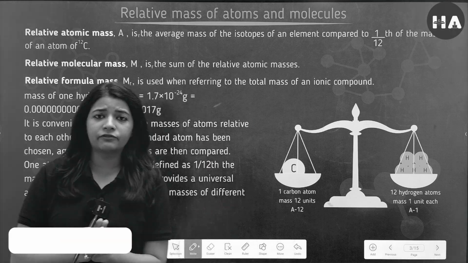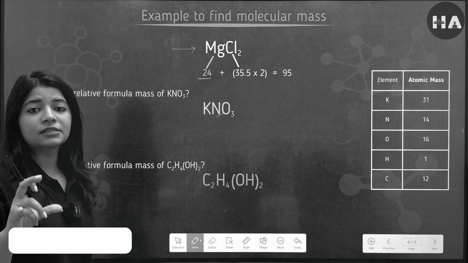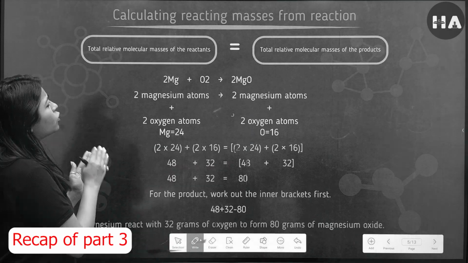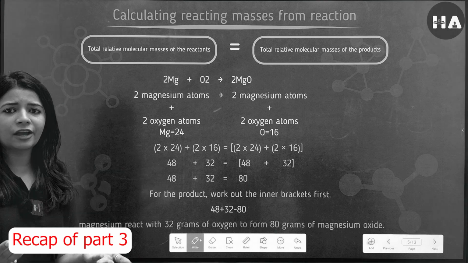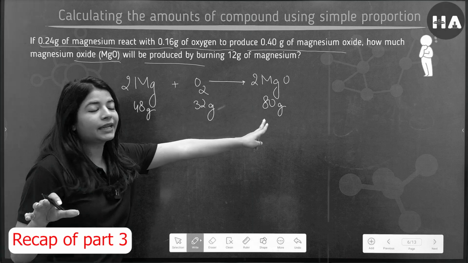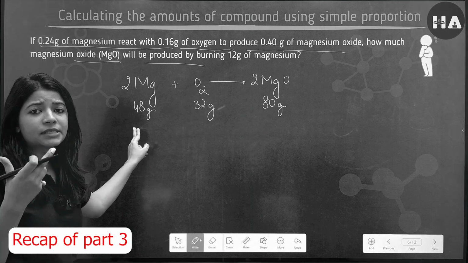Now what is relative mass and how do we calculate it? There you can find that magnesium mass is 24 and that of chlorine is 35.5. How do we calculate reacting masses from the reaction? Okay, can I say that to produce 80 gram of magnesium oxide, 48 gram of magnesium is needed?